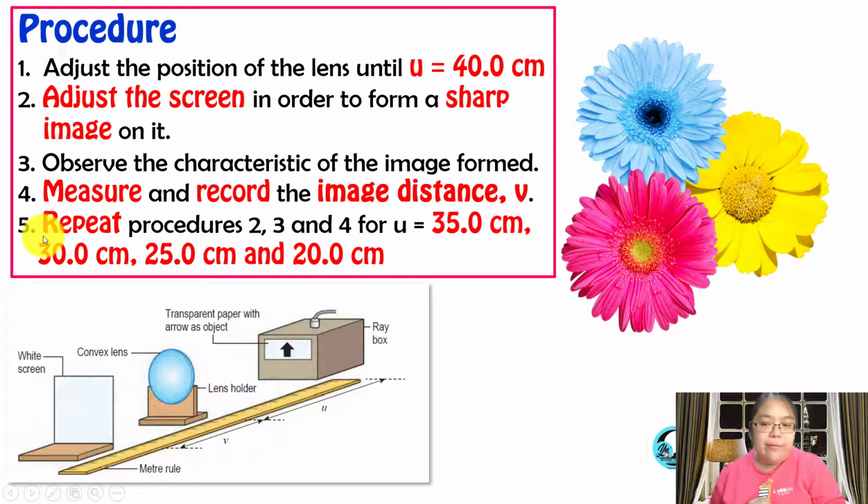Okay, then number 5, we need to repeat it. So first you set 40. Now you repeat procedures 2, 3, and also 4 for a different object distance. So this one is the repetition. You need to repeat at least 4 times for the whole complete report.